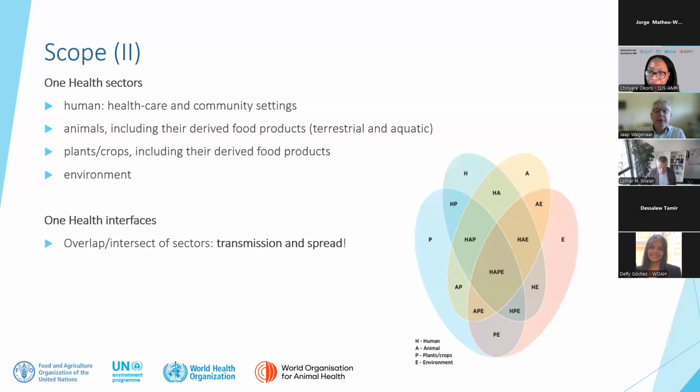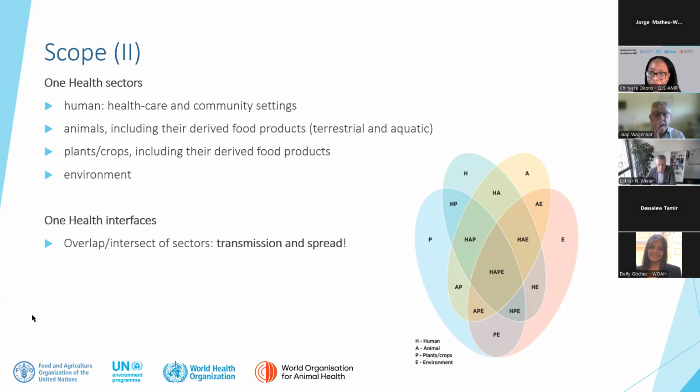The second slide about the scope covers which One Health sectors we are talking about. That is humans, healthcare and community settings; animals, including the derived products, both terrestrial and aquatic animals; plants and crops, including their derived food products; and the environment. The environment is really wide: that is hospitals, wastewater, and the wider environment. So that's really a broad scope.